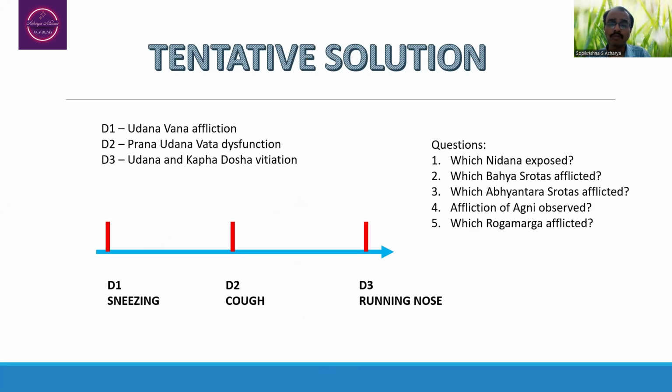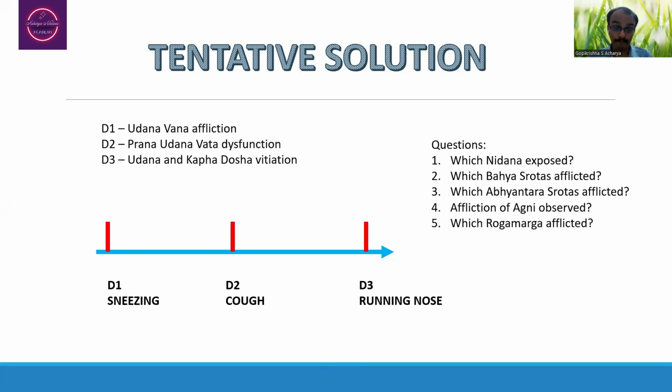Then what might be the possible solution in that particular situation? So here let us take the example. An individual who is having three clinical presentations on 3 different days. For example, on day 1, that particular individual is having sneezing. On day 2, he is having cough. And on day 3, he is having a running nose. In that particular situation, what might be the dosha afflicted?